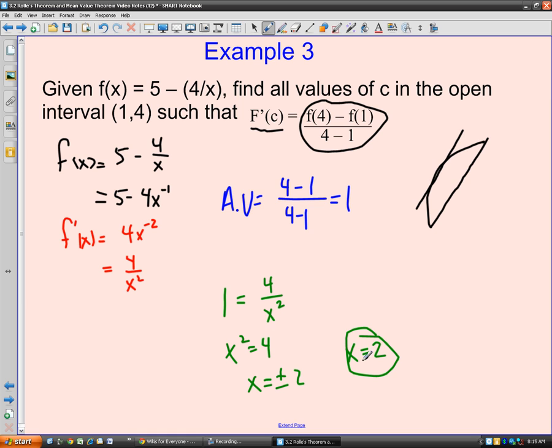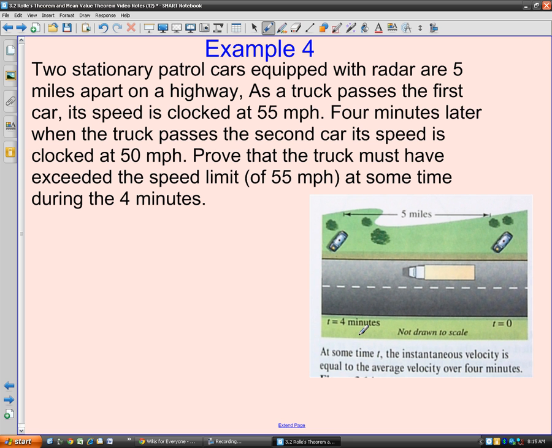And we have this final example where we have a semi speeding between 2 cop cars. We're going to start out with time 0, and 4 minutes later it's going to pass the other car, and it's going to take 5 miles to get there. So the first thing I'm going to do is say my time is 4 minutes out of 60. And we're trying to prove that the semi had to speed to get from one cop car to the next. And so that's 1/15 of an hour, which will help us with our miles per hour.